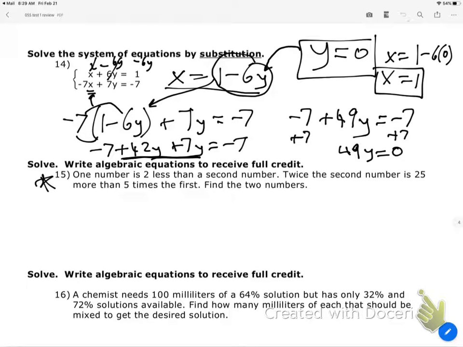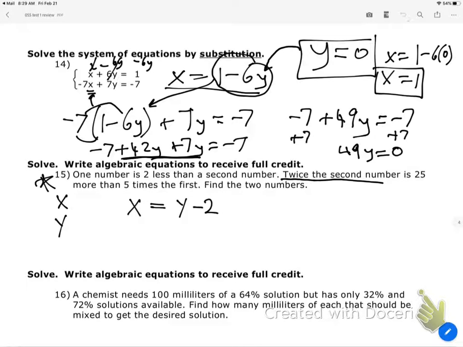So remember how to do this. One number is, right, if I call one number, the first number x and the second number y, okay, so one number is 2 less than the second. So there's the second number, and there's 2 less than it. That's one equation done.